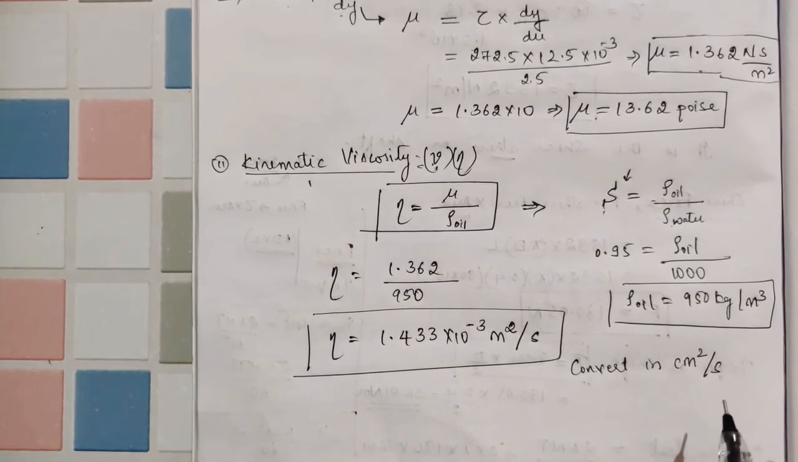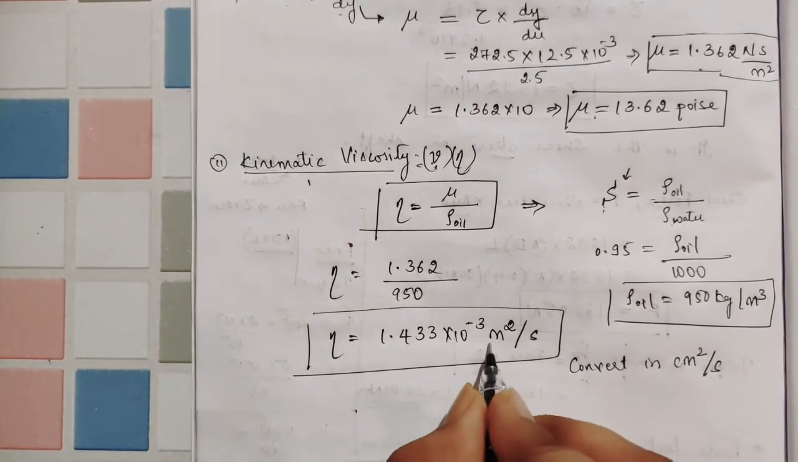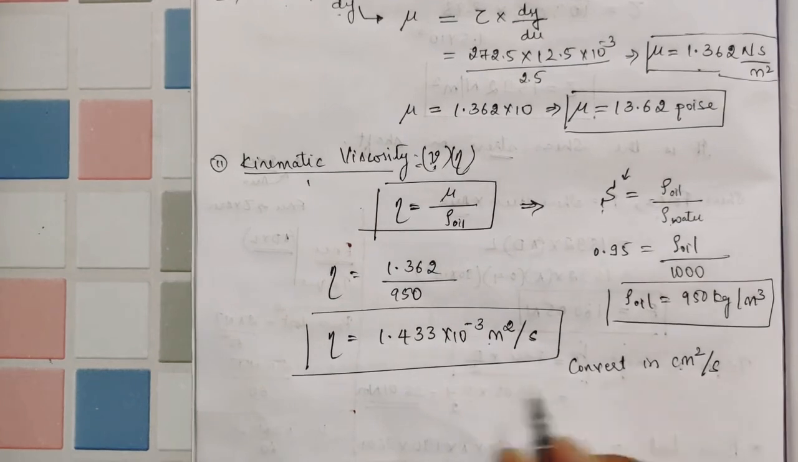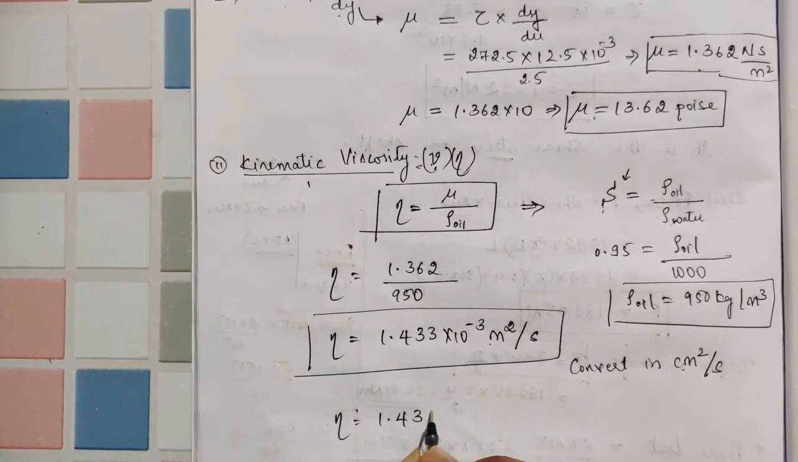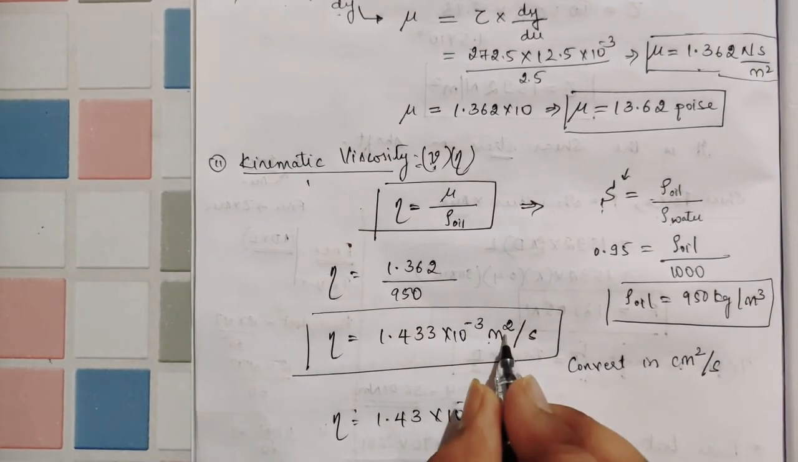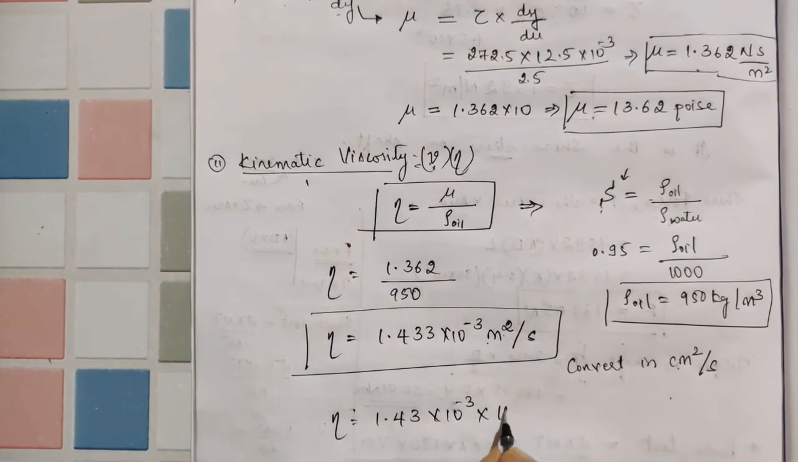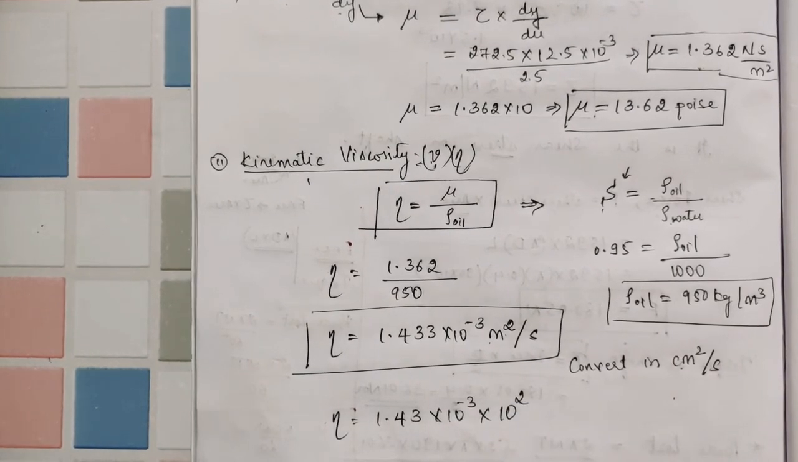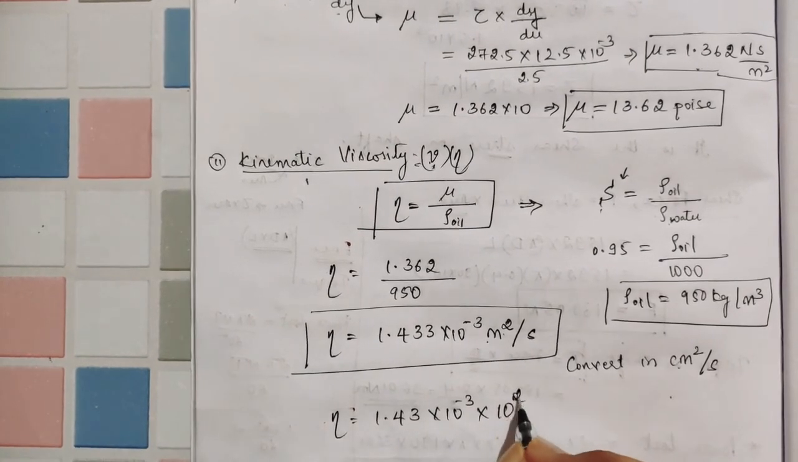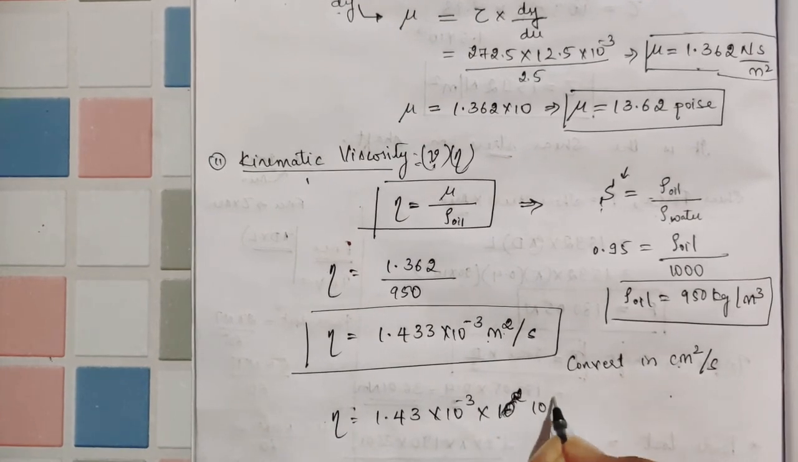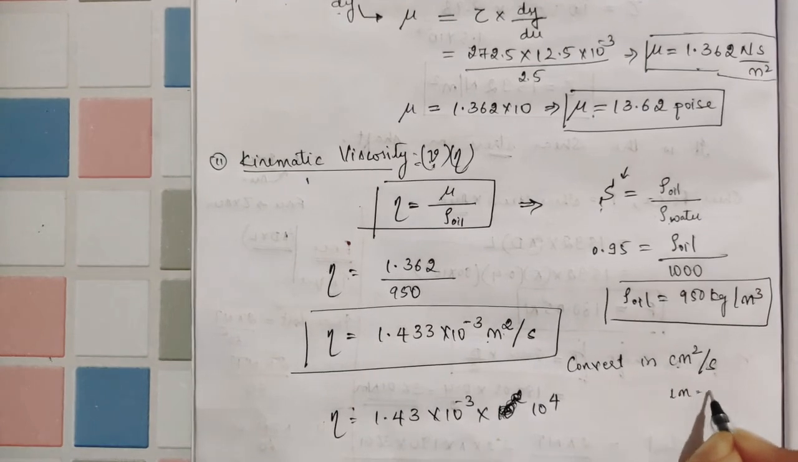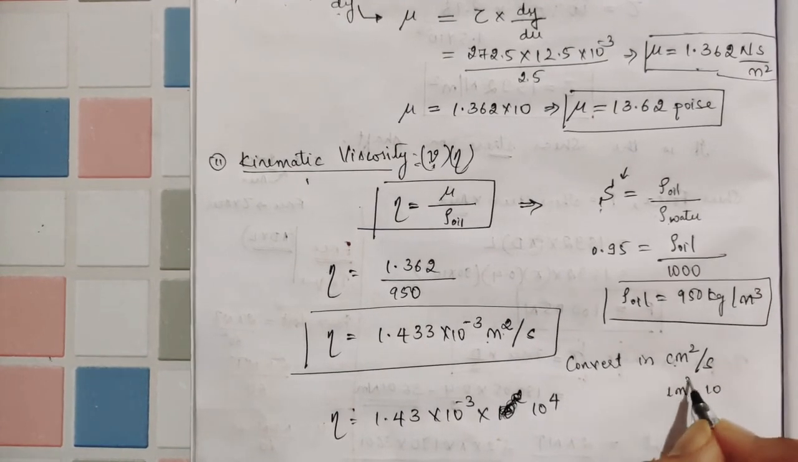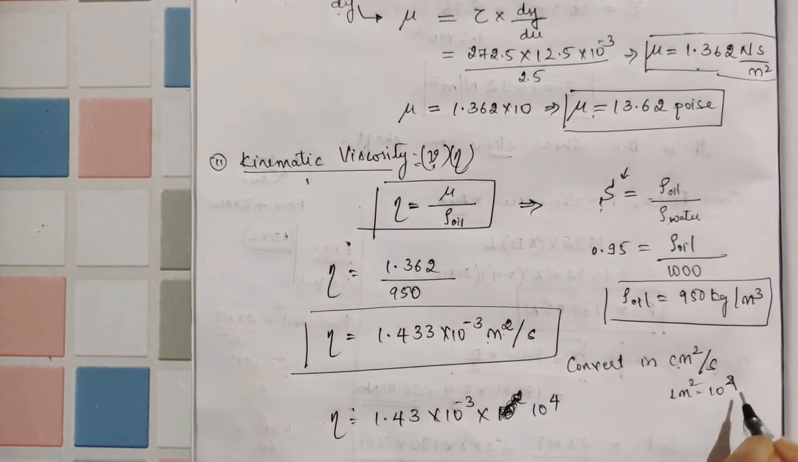So what we have to do to convert? It is in meter square. We have to convert to centimeter square. So eta is equal to 1.43 into 10 power minus 3 meter square. If we multiply with 10 square, or 10 to the power of 4. So 1 meter is 10, right? So 1 meter square, it is 10 square, which will be 10 to the power of 4.